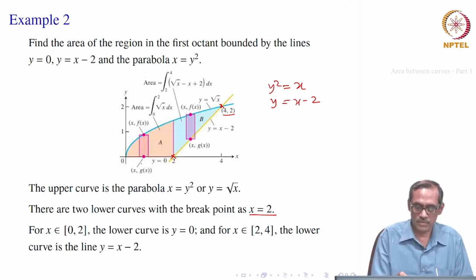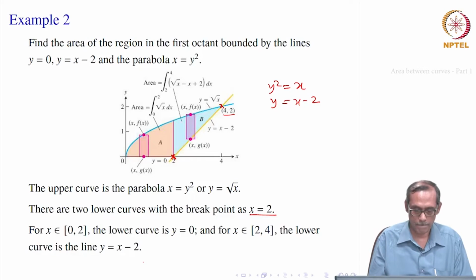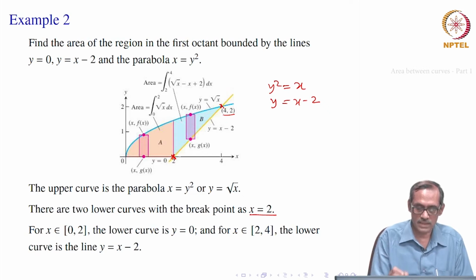So, that is how we have obtained, and correspondingly we have x varies from 0 to 4, and we have a breakpoint at 2, that is, two different regions are coming where the upper and lower curves are different now. Okay. So, when x varies from 0 to 2, the lower curve is y equal to 0, the upper curve is y equal to root x. That is what we discussed.